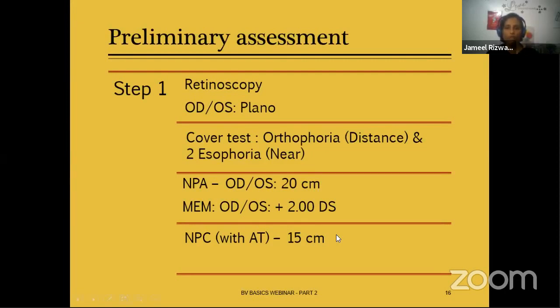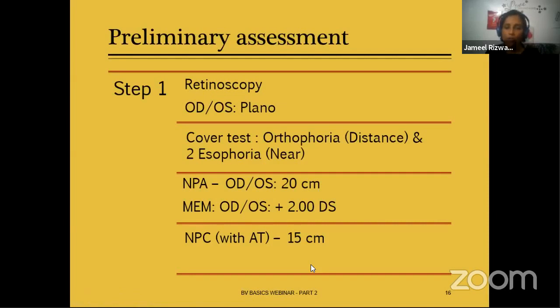There is no significant refraction, as we already discussed. You see that the patient is orthophoric for distance and has a very small esophoria at near. The near point of accommodation is as shown here. Then you do your dynamic retinoscopy and you get a +2 diopter lag of accommodation in both eyes, right eye and left eye. And your near point of convergence is 15 centimeters. So this is the basic data that we have with us right now.